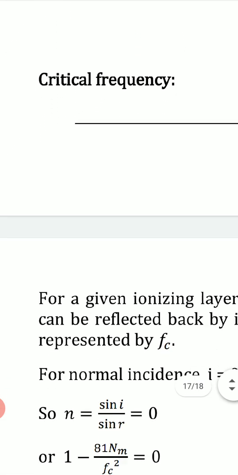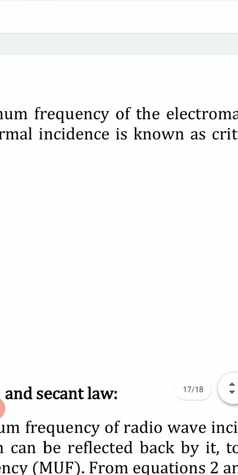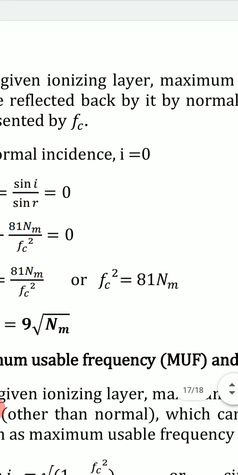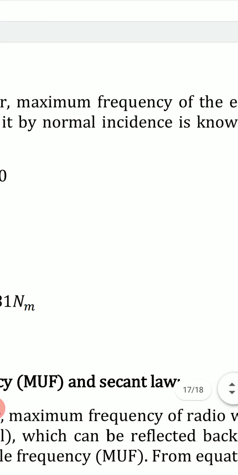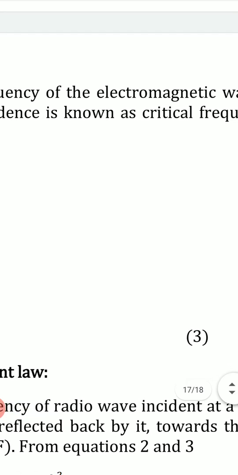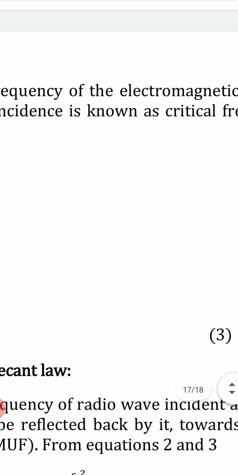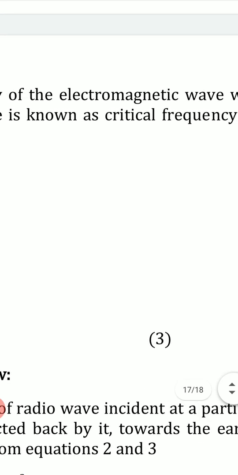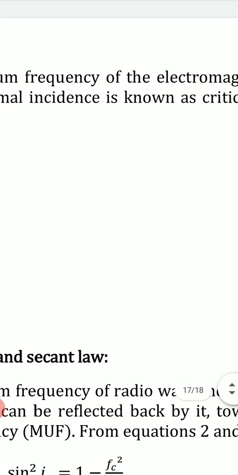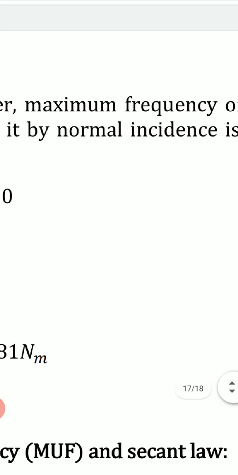Now we will see what is the critical frequency. For a given ionizing layer, the maximum frequency of electromagnetic wave which can be reflected back by it at normal incidence is known as critical frequency. Critical frequency is the maximum frequency of the electromagnetic wave which can be reflected back towards Earth by normal incidence, when incidence is normal.